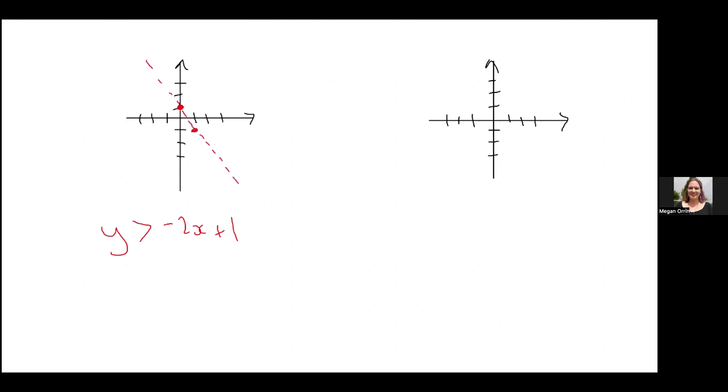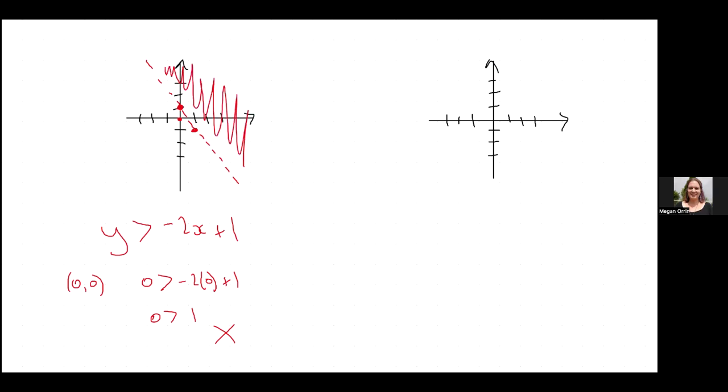Okay, so again, I'm going to pick a point and test it. I am going to pick 0, 0 because it's always the easiest one to do, but it can't be on the line. So if your line goes through 0, 0, pick 1, 1 or something else. All right, so I'm going to test 0, 0. 0 is greater than -2 times 0 plus 1. 0 is greater than 1. Is that true? Okay, so I do not want this side of the line. I want this side of the line.